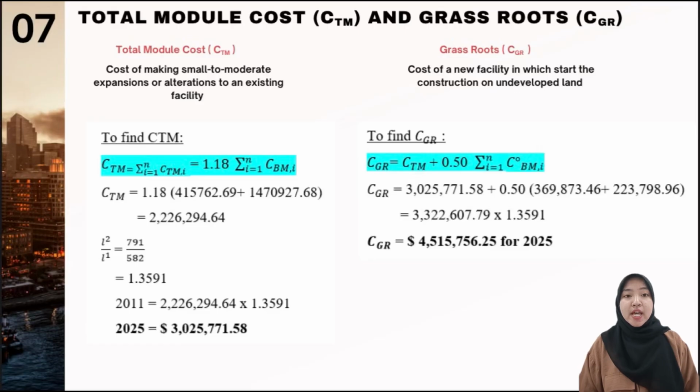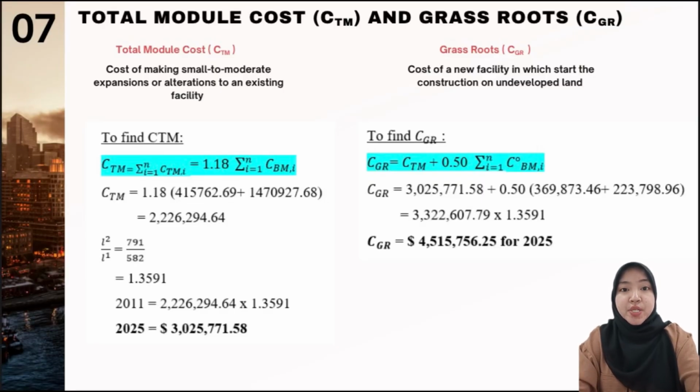And then calculate the index from 2011 to 2025. The formula is I2 over I1 equal 791 over 582, so equal 1.3591. So the total CTM 2011, 2,226,294.64, times 1.3591. So the CTM 2025 is 3,025,771.58.